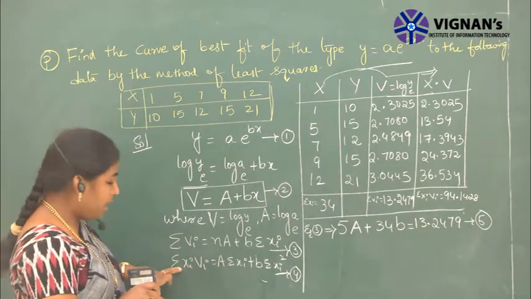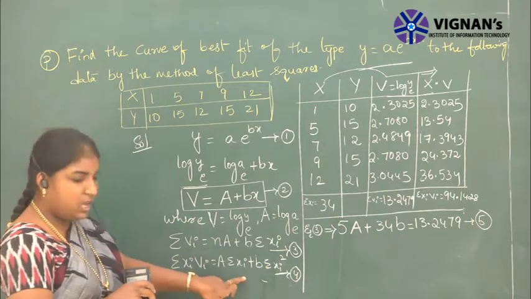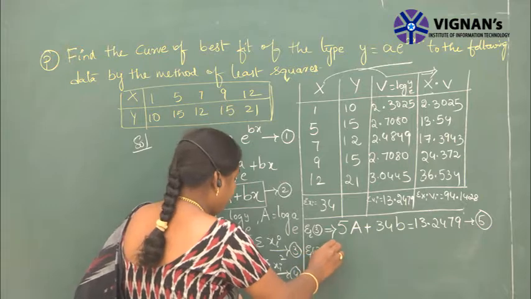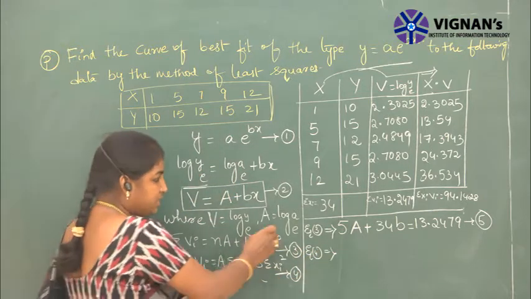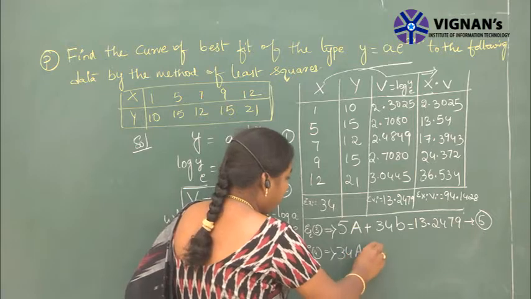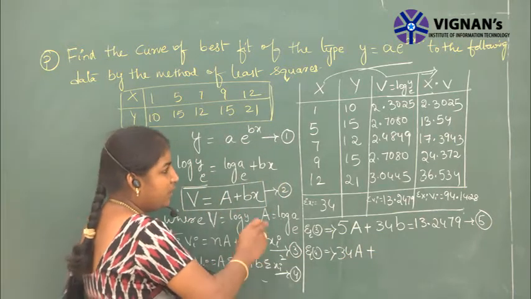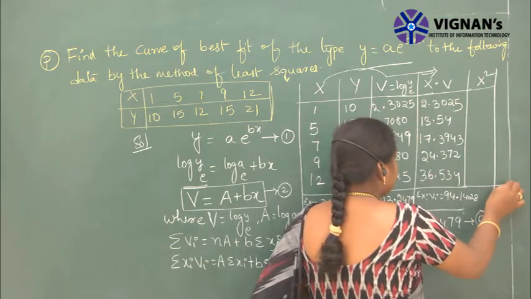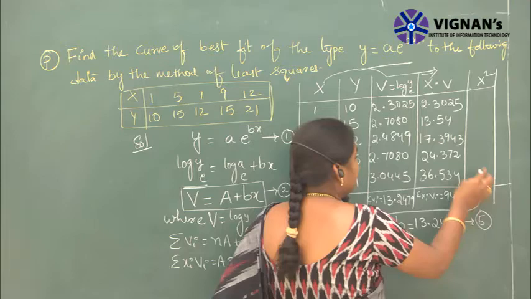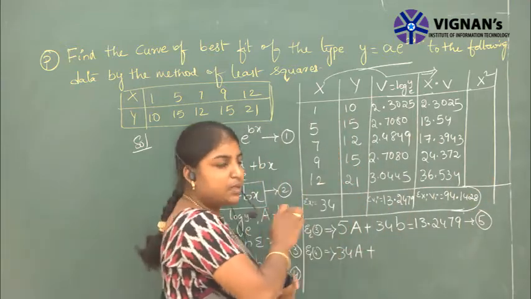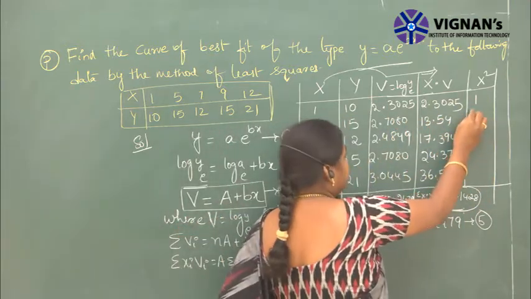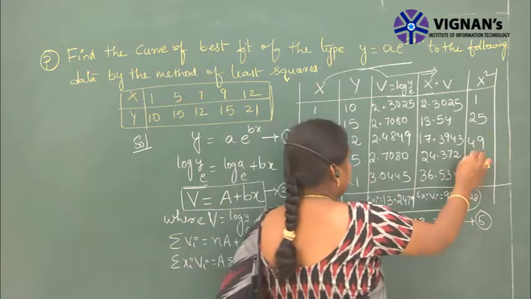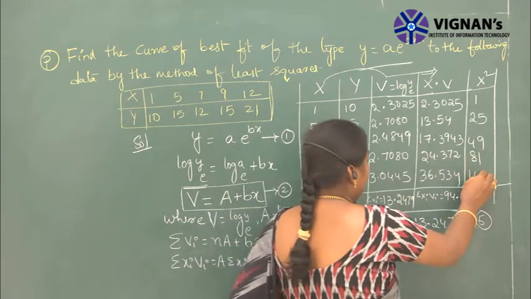Next, we substitute in equation 4. Equation 4 implies 34A plus B summation xi square. So here we want to find x square also, so we take the squares of the x values. 1 square is 1, 5 square is 25, 7 square is 49, 9 square is 81, 12 square is 144.